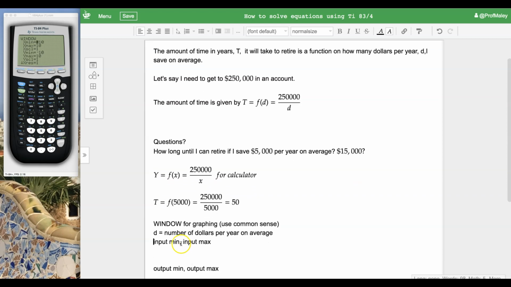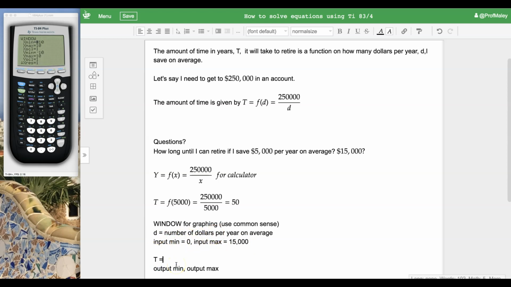And so what would be a good input minimum for that? Well, maybe 0, maybe $10. Maybe we don't want to start at 0, but let's start at 0. Let's say the most we'd save might be 15,000. Okay, and there's some flex in here. These don't have to be one particular value. It depends on what you're looking for.